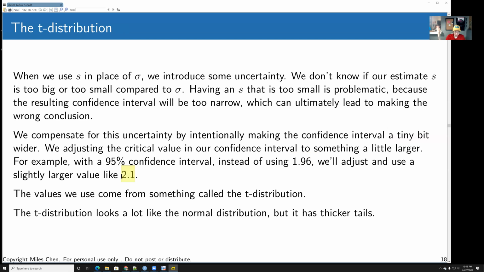I just pulled this number 2.1 out of the air, but in reality, you're going to use numbers from something called the t-distribution, okay? The t-distribution looks very much like the normal distribution, but it has what we call thicker tails. Where 1.96 is, you just kind of stretch it out to like 2.1 or 2.2 or things like that, okay?